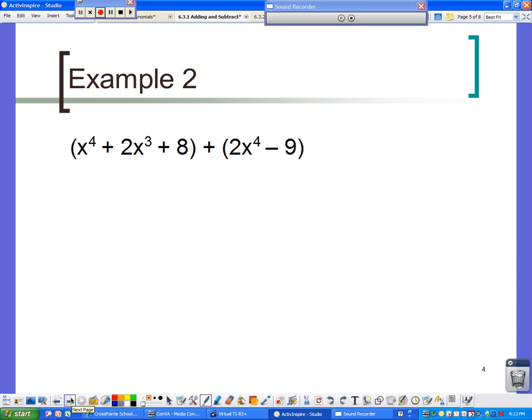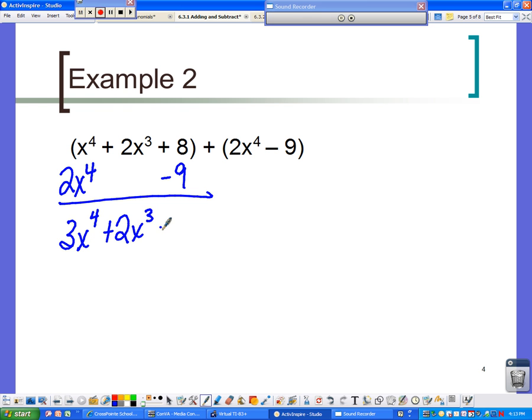Okay, so remember, we're just going to match up our like terms. So 2x to the fourth. There isn't an x to the third, so we match up the 9 with the 8. So I add these up, and I get 3x to the fourth plus 2x to the third minus 1.